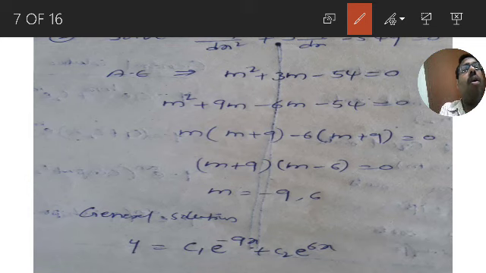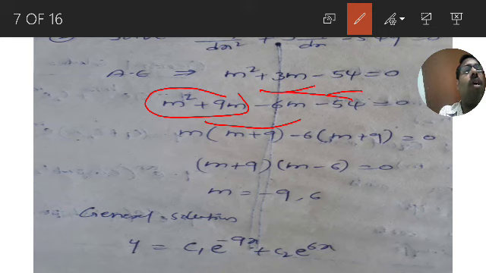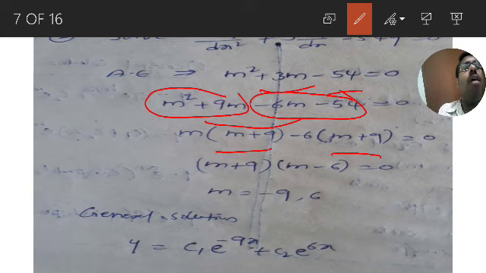If you add, you have to get 3m, and if you multiply, you have to get minus 54. So 9m minus 6m is 3m, and multiplying, 9 into minus 6 is minus 54. So 3m can be written as 9m minus 6m. From the first two terms, take m common, you get m into m plus 9, and from the second two terms, take minus 6 common, you get minus 6 into m plus 9. Now m plus 9 is common, so it is m plus 9 into m minus 6.